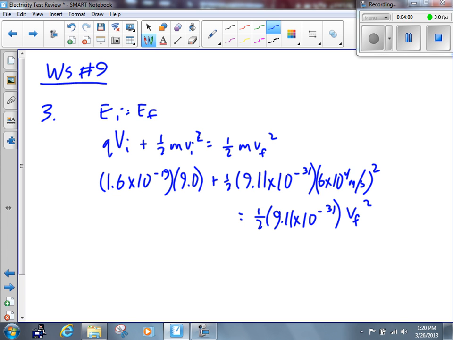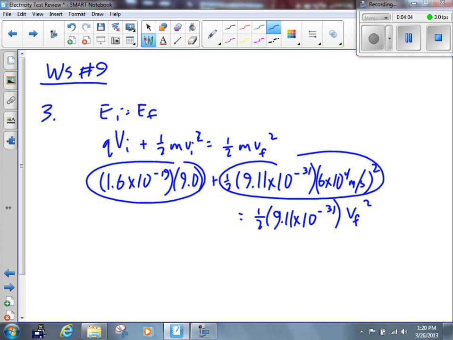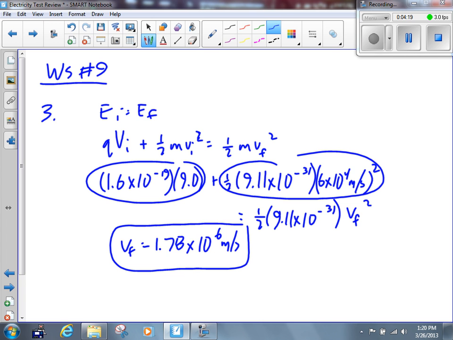Solve for VF here. Get this number. Get this number. Then add those 2 numbers up. Then let's multiply it by 2, divide by 9.11, square root. We end up getting a VF of 1.78 times 10 to the 6 meters per second. Does that seem reasonable? Well, it's faster. It's about 100 times faster than the speed of the particle when we started the question.